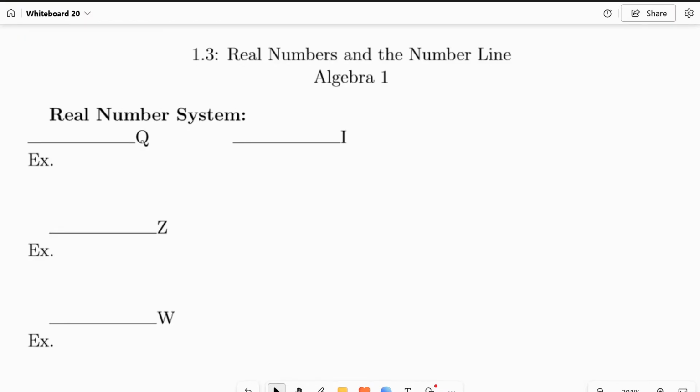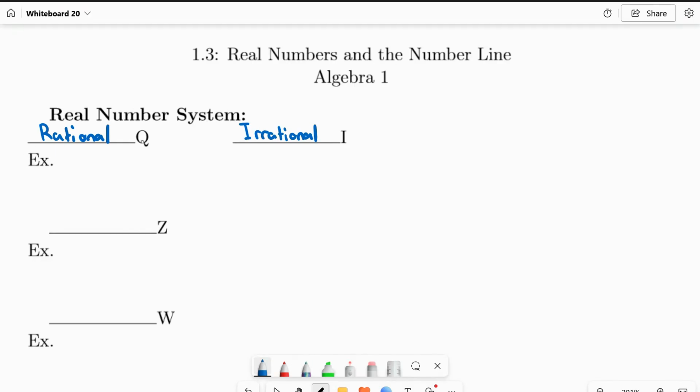So the first distinction that one has to make with the real number system is between our rational and irrational numbers. So we represent rational numbers with a Q and irrational numbers with an I.